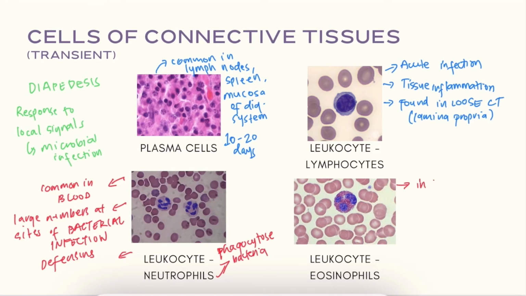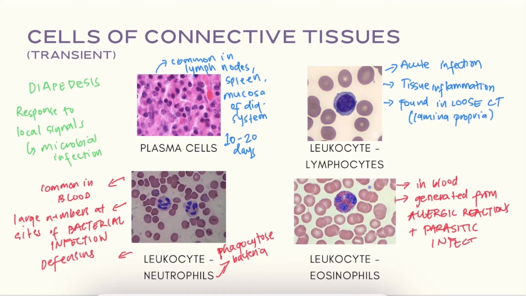Another type of our leukocytes is our eosinophils. These cells also are rarely found in normal connective tissues but may be recruited from the blood in large numbers by signals generated from allergic reactions and parasitic infections. Eosinophils can kill parasites by releasing cytotoxins from cytoplasmic granules. They also release enzymes that destroy histamine and heparin and thereby have the potential to modulate allergic reactions.